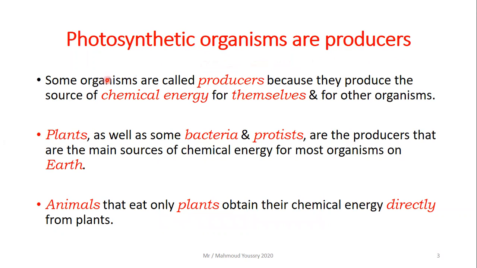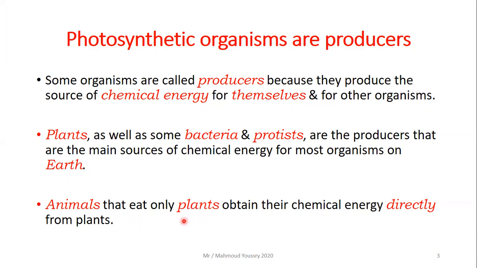Photosynthetic organisms are producers. Some organisms are called producers because they produce the source of chemical energy for themselves and other organisms. These are the carbon-based molecules, like the sugar glucose, produced in photosynthesis. Plants as well as some bacteria and protists are producers that are the main source of chemical energy for most organisms on planet Earth.